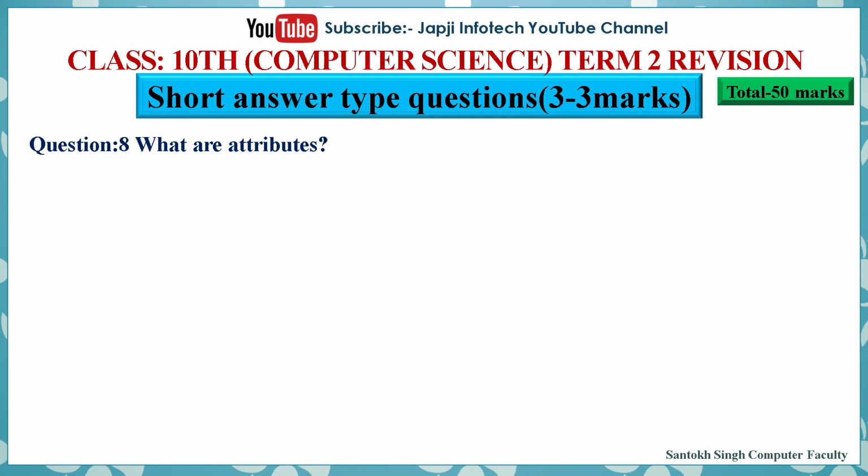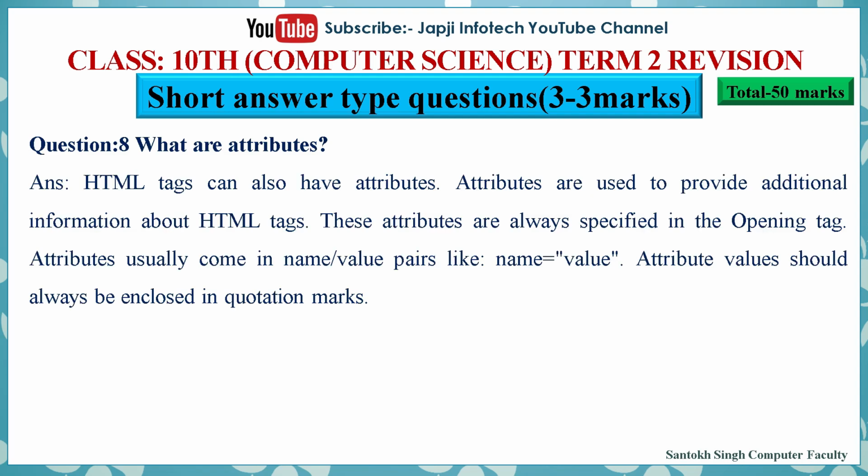The eighth one is what are attributes. So HTML tags can also have attributes. Attributes are used to provide additional information about HTML tags. These attributes are always specified in the opening tag. Attributes usually come in name/value pairs like name="value". So attribute values should always be enclosed in quotation marks.